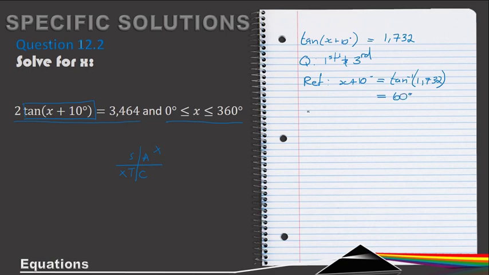And then finally I need to solve. So in the first quadrant I can say x plus 10 degrees is equal to 60 degrees plus 180k, and solve for x. So x is equal to 60 degrees minus 10 degrees plus 180k. So x is equal to 50 degrees plus 180k.